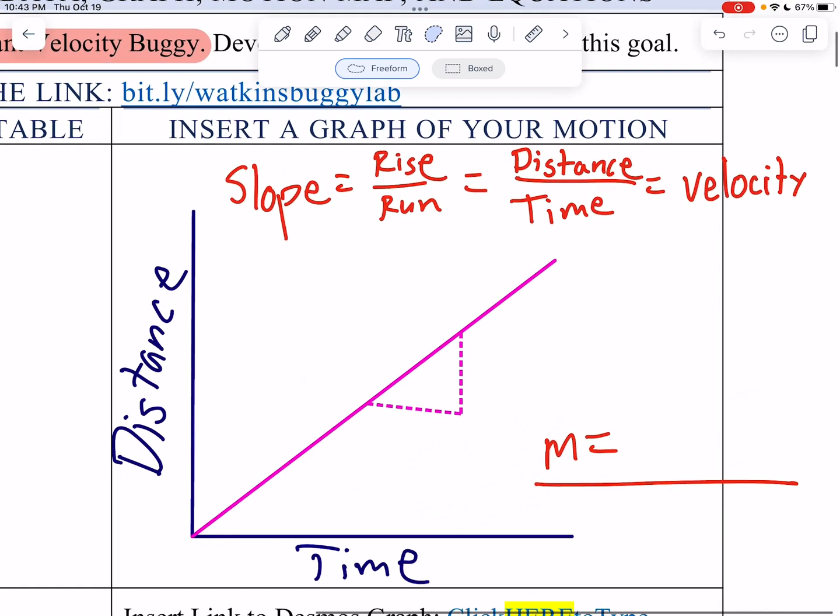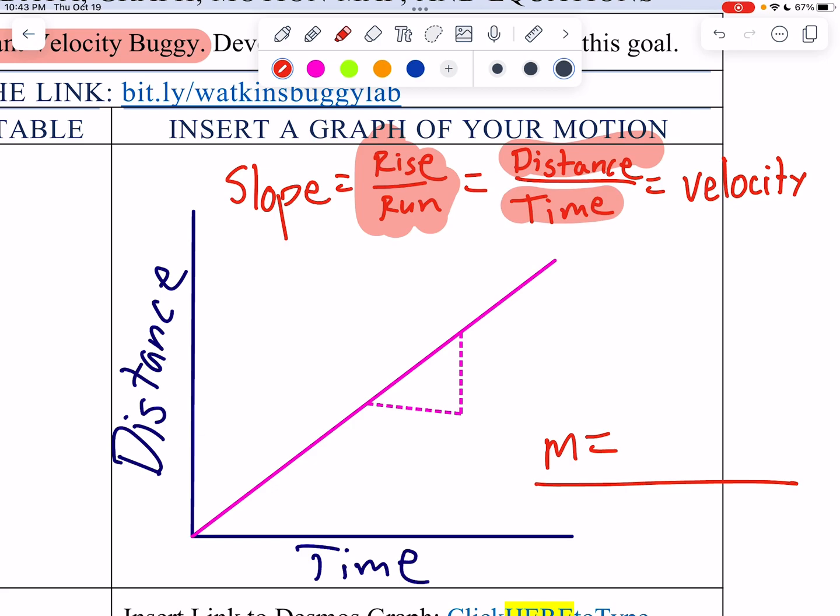Now, just talking about a linear line, we know that the slope of a linear line is going to be equal to the rise over the run. Right? And in this case, what's rising is distance, and what's running is time, right? Increasing the y, increasing the x.